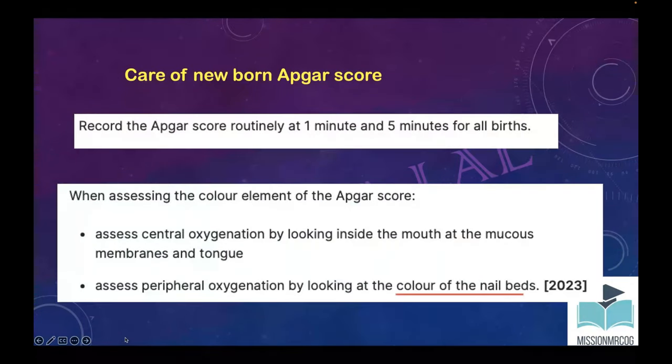Now, Apgar score, they do it routinely after 1 minute and 5 minutes, and assessment of peripheral oxygenation can be done by looking at the color of nail beds. This part is newly added in 2023. Now cord samples, it is almost the same.